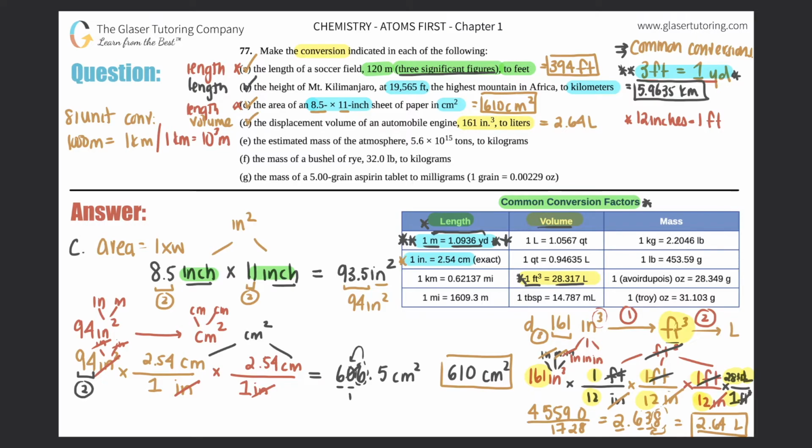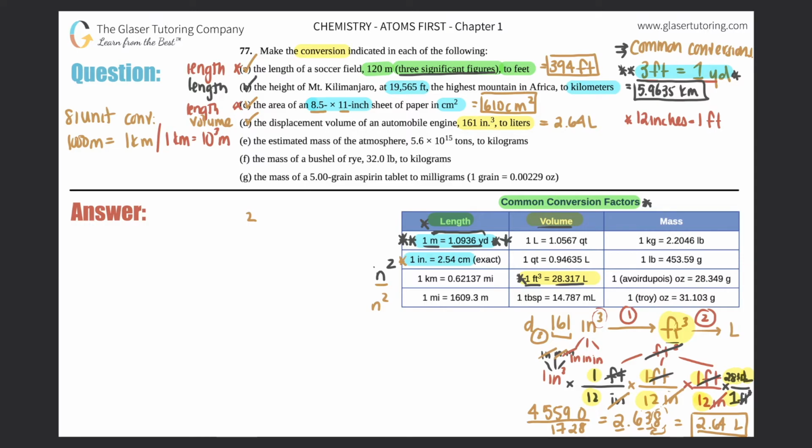All right, E. Let me just get rid of all this. So I'll get rid of this. Okay. E. The estimated mass of the atmosphere, 5.6 times 10 to the 15 tons, to kilograms. So E. This is now a mass. So we're now moving into the mass category. So I have 5.6 times 10 to the 15 tons, and I want to go to kilograms.